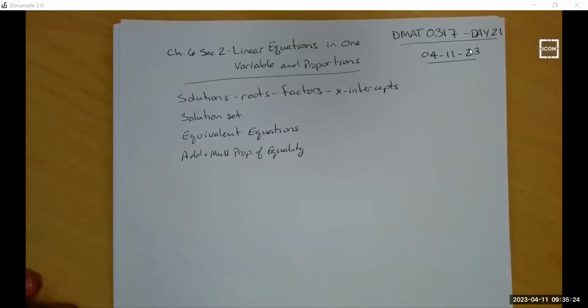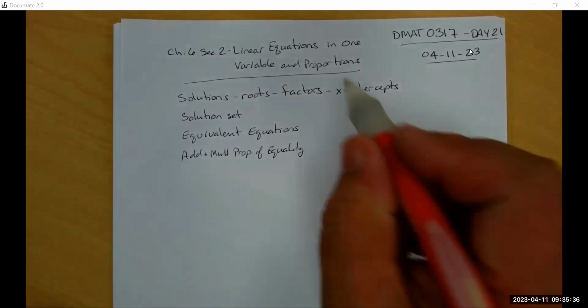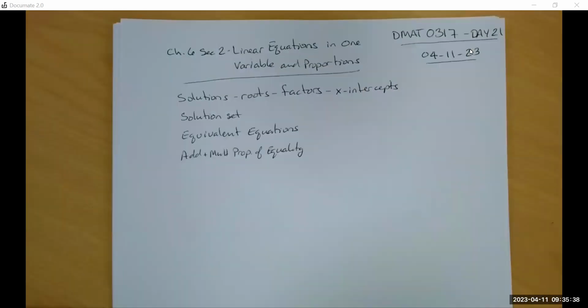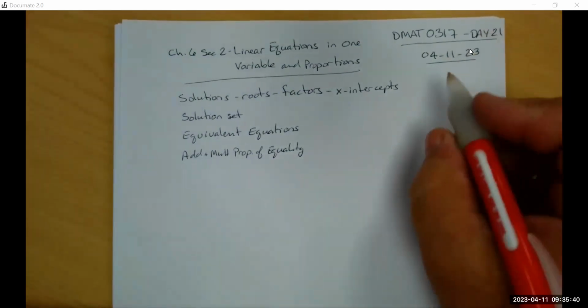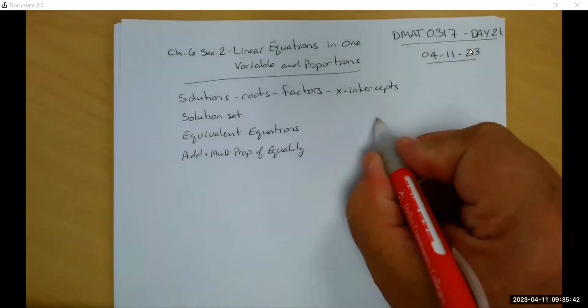All right, let's begin. Today, we're going to start chapter 6, section 2. We did section 1 last time. We're going to start solving equations now. Section 2 deals with linear equations in one variable. Remember what a linear equation was.